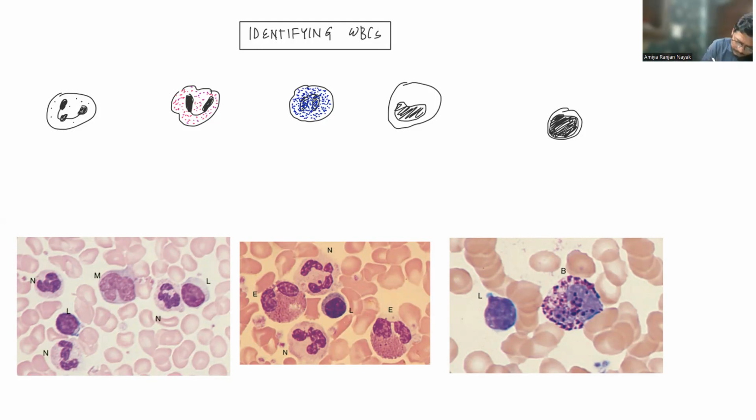Now, there are 5 types of white blood cells that we are going to find in the peripheral blood. The first one you can see here is a neutrophil. Then we have eosinophil. Then basophil. Then monocyte. Then the lymphocyte.